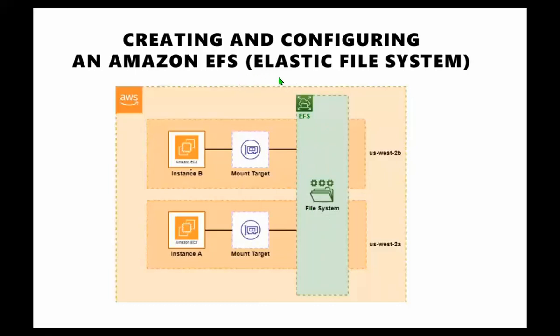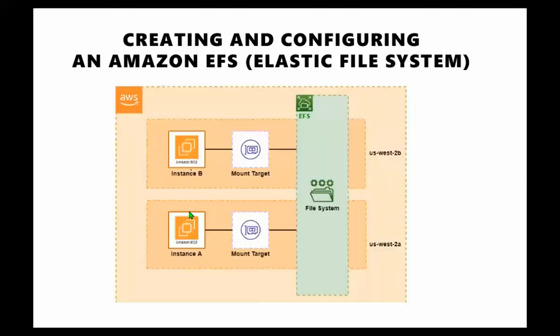Remember that EFS is compatible with Linux, so these two EC2 instances have to be running Linux. If we had a Windows system, that Windows system wouldn't be able to access the Elastic File System. If you have a Windows system that you need to have access to a file system, for that particular case, you need to use Amazon FSx for Windows File Server.